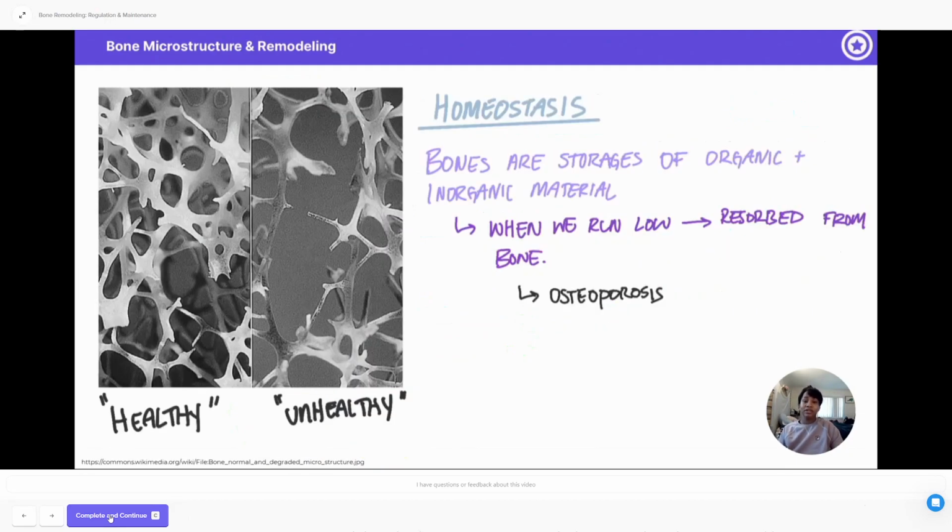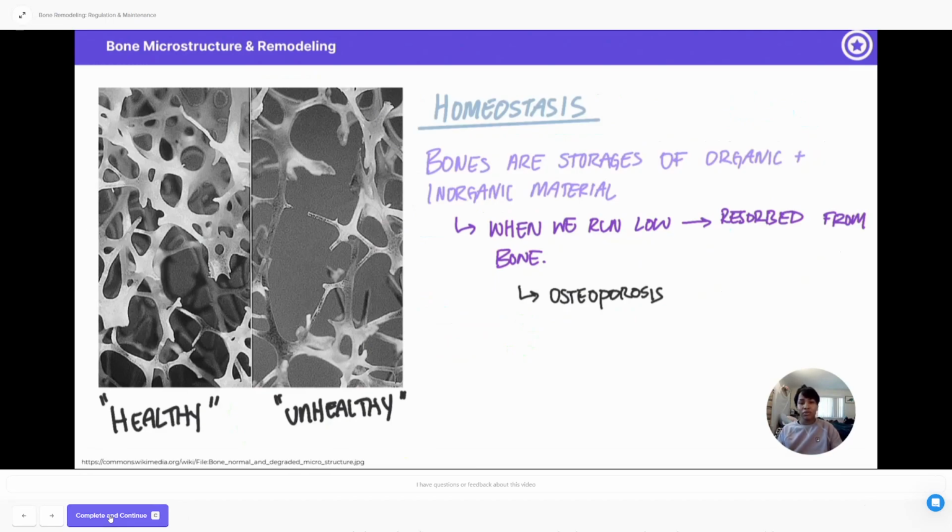So hopefully now we can see how important bone remodeling is in maintaining our homeostasis. Not only is it important for the structural integrity of our skeleton and making sure that we're upright and able to move safely, but it's also responsible for helping balance mineral concentrations within our blood. Minerals like calcium and phosphorus that we get in our diet, if those are too high, then we get them stored back in the bone.